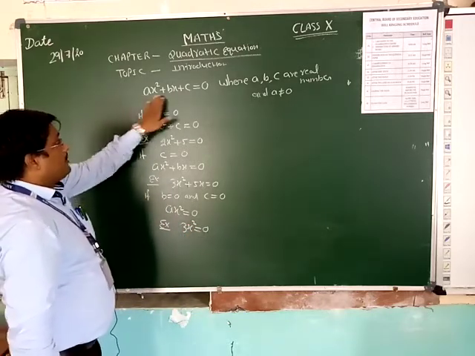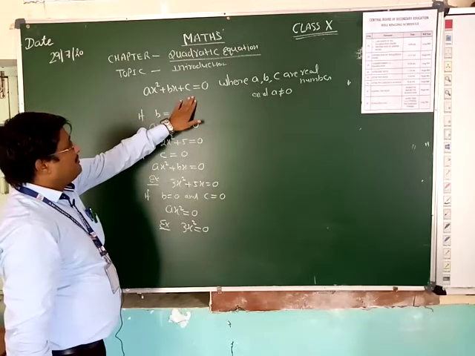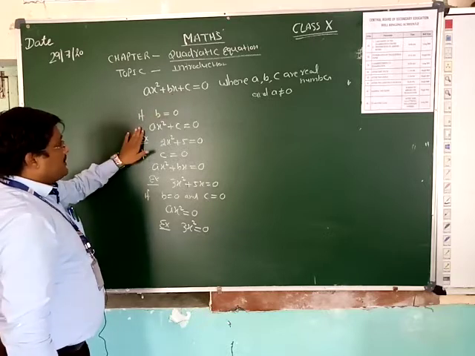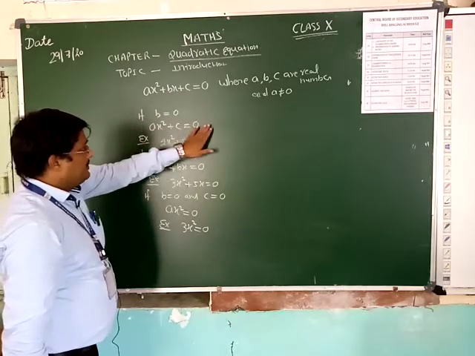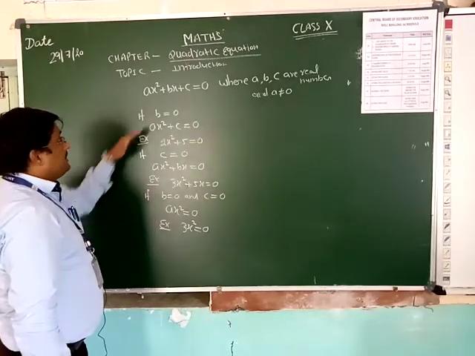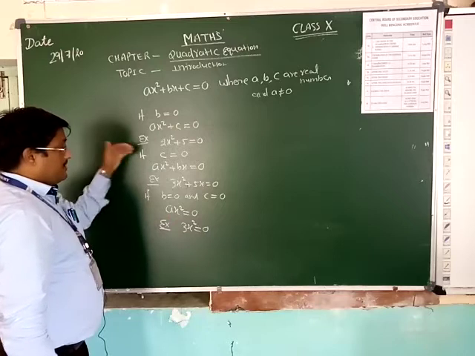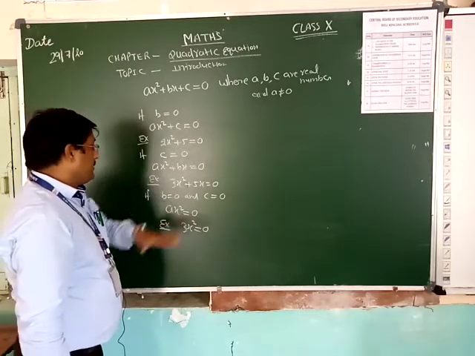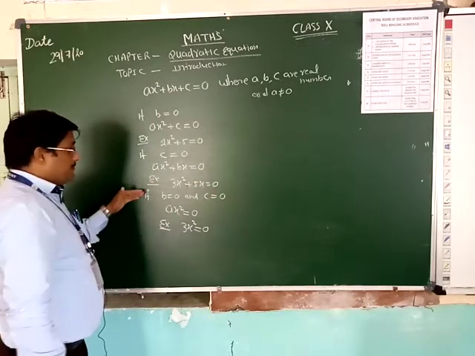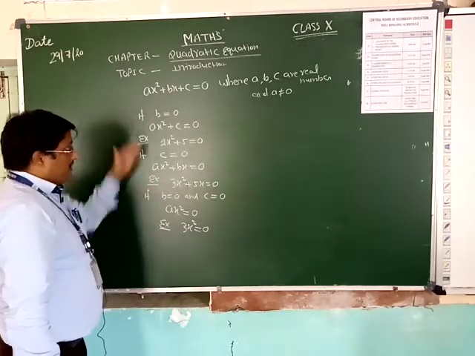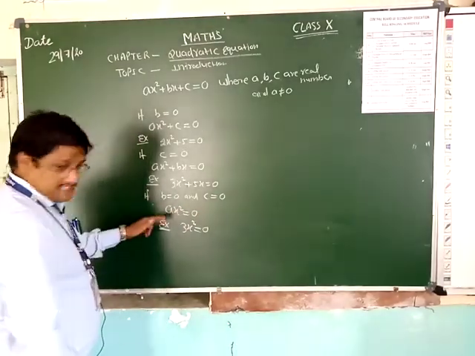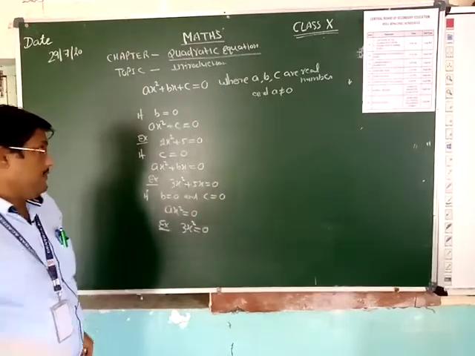The standard form of the quadratic equation is ax square plus bx plus c is equal to 0. If b is equal to 0, the quadratic equation is in the form ax square plus c is equal to 0, for example, 2x square plus 5 is equal to 0. If c is equal to 0, the equation represents ax square plus bx is equal to 0, for example, 3x square plus 5x is equal to 0. If b and c both are 0, the quadratic equation can be written as ax square is equal to 0, for example, 3x square is equal to 0.